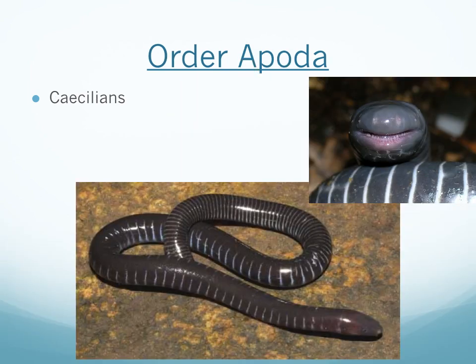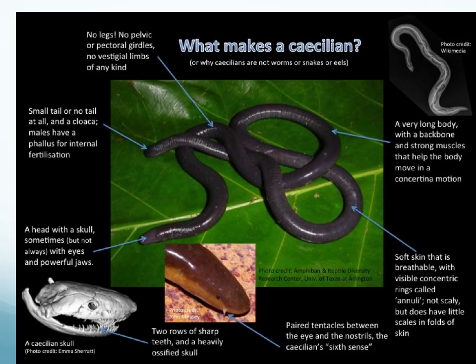The last one is Apoda, no feet, caecilians. That's not an Italian kid. A caecilian is basically a legless amphibian, goes after grubs and earthworms, and so here you can see a more complex picture of one. They're really odd, not often seen. They have a nice skull cap, an ossified skull with teeth. So they are everything that we would expect of a tetrapod.